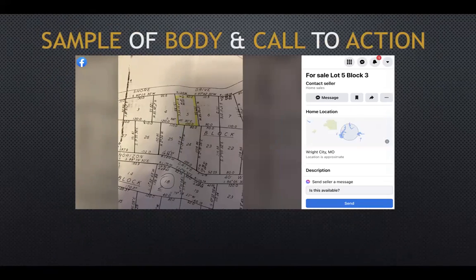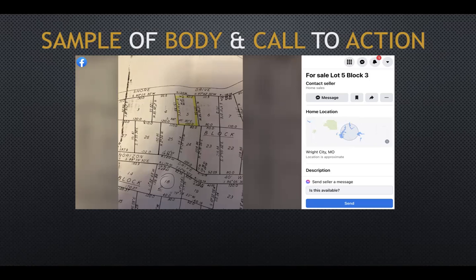This one here, I just pulled this off of Facebook yesterday, just because I hadn't looked in a while, but I want you to look at this one here. This is exactly what this was off of the marketplace. All this says is, this is his headline right here, for sale, lot 5, block 3. Again, I wouldn't have opened it, except I was looking at stuff because I like to see what other people are doing. Now, in the ad, all it says is Wright City, Missouri. And then he's got a highlighted plat map up there.